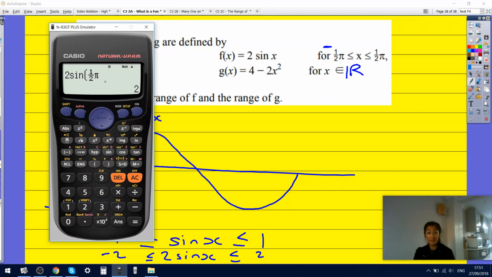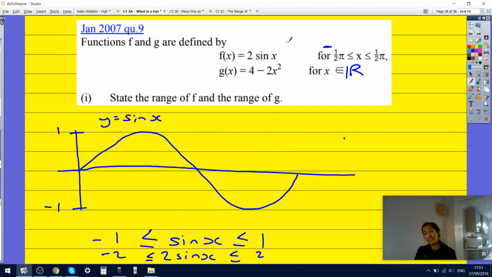Two. And when we put in minus a half pi, minus 2. Yeah, and that works for all of these, that they're all transformations. And this is like a transformation, stretch, y direction, scale factor 2. And so, what's my final answer?